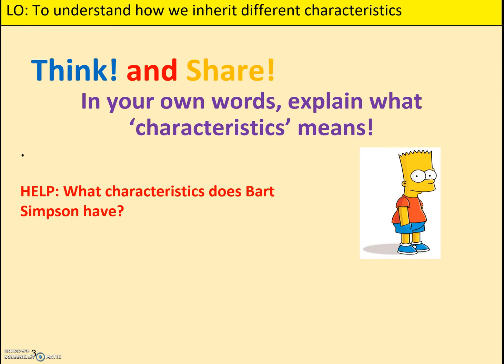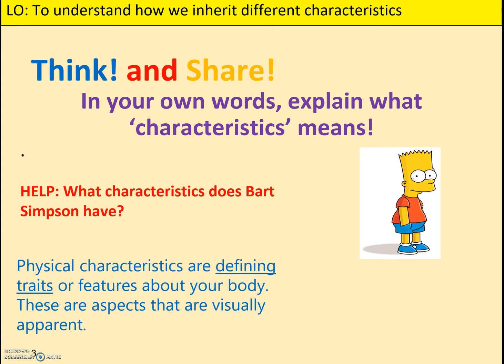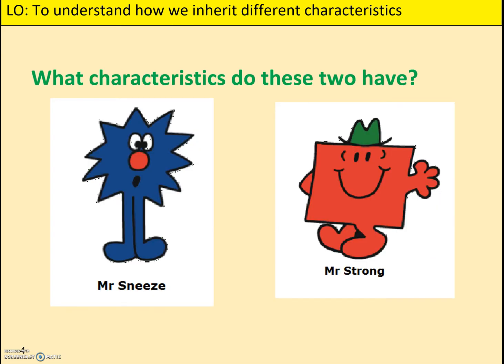You may have noted that he's a boy. He has yellow skin and hair, golf ball eyes, a bit of a pot belly, and his head is a disproportionate size to his mouth and ears. So, physical characteristics are defining traits or features about your body. These are aspects that are visually apparent.